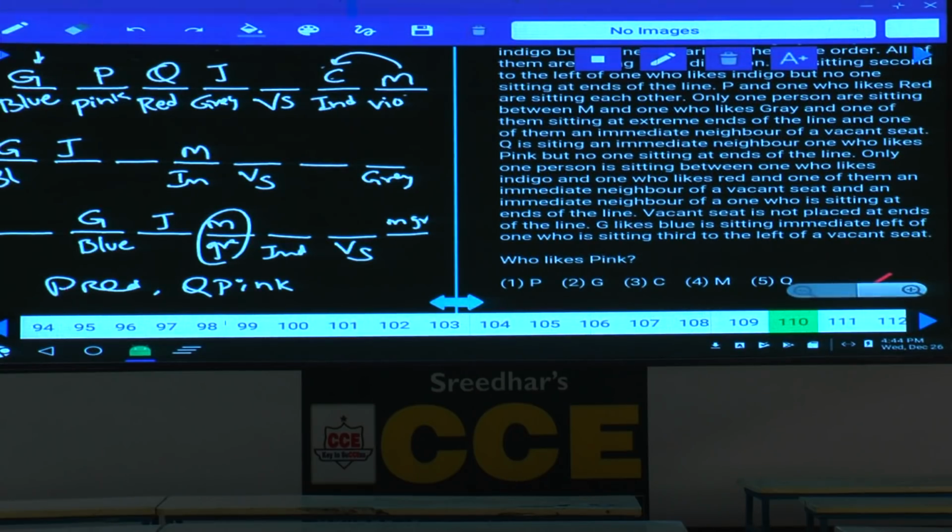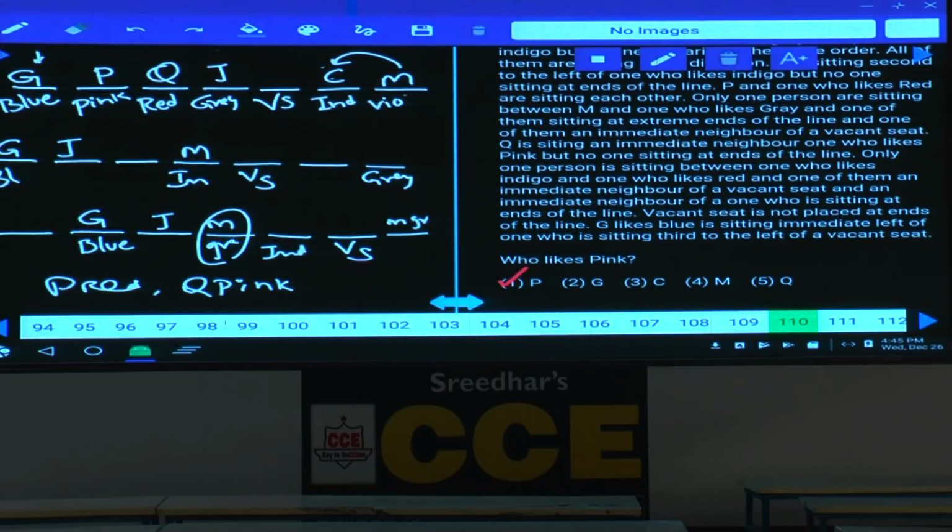Then question number 110, who likes pink here? P likes pink, that is choice 1 is the answer. 4, 3, 1, 5, 1 are the choices to these 5 questions. You can check with the key, we are getting the same key. And this is about question numbers 106 to 110.